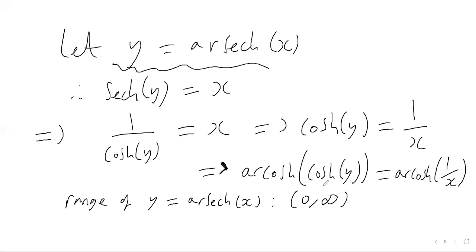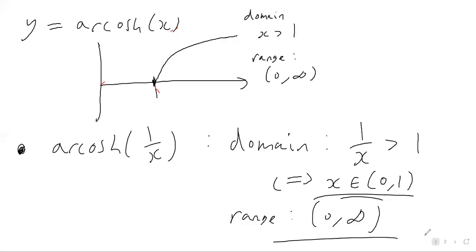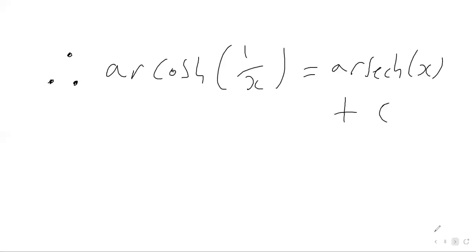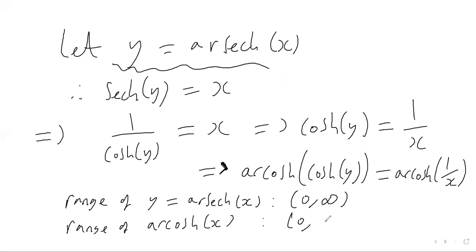Now let's check the domain of the cosh function. Well, the domain of the cosh function is exactly the same as the range of the arcosh function, because cosh and arcosh are inverse functions, and the domain of a function is the same as the range of its inverse function. So therefore, if we just check the range of the arcosh of x function, well, we've already sketched this graph back here, and we can see that the range of the arcosh function is 0 to infinity as well. So the arcosh function has a range 0 to infinity.